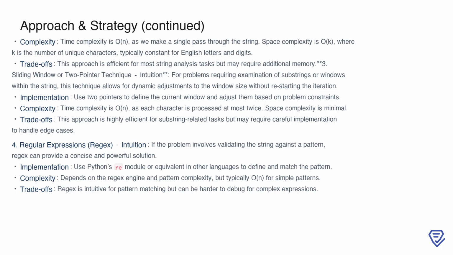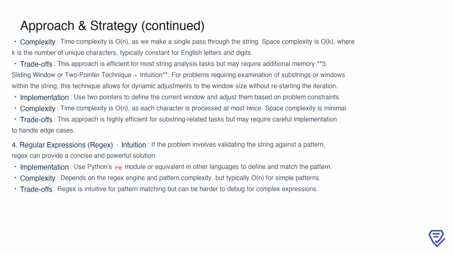Another efficient strategy is the sliding window or two-pointer technique. This method is particularly useful for problems where analyzing substrings or dynamic windows within the string is necessary. By maintaining two pointers to define the window, we can adjust the size dynamically based on specific constraints, avoiding the need to restart iterations. This approach ensures that each character is processed at most twice, leading to a time complexity of n, with minimal space requirements. However, it does require careful implementation to handle edge cases effectively.